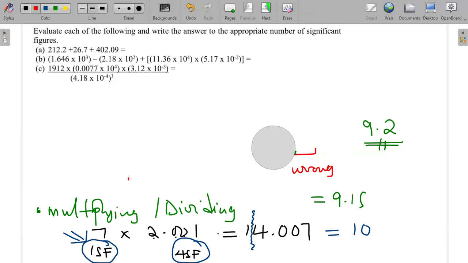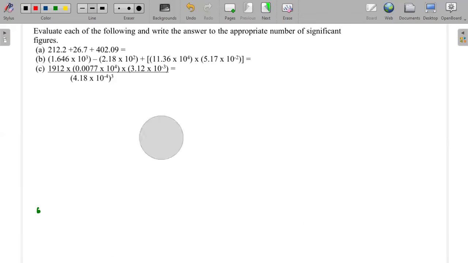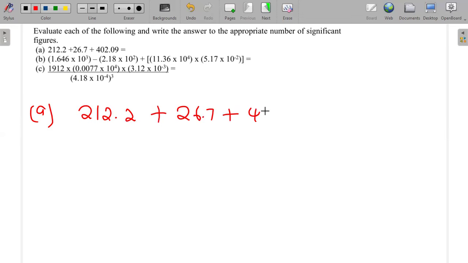All right, so now that we know the rules, we can actually answer this question very comfortably. The question says: evaluate each of the following and write the answer to the appropriate number of significant figures. The first one, A, we have 212.2 plus 26.1 plus 402.09. So we want to add this thing here.